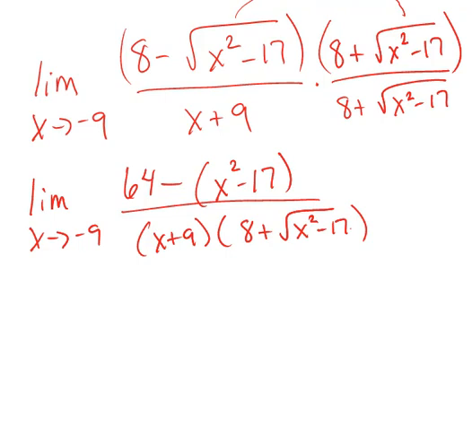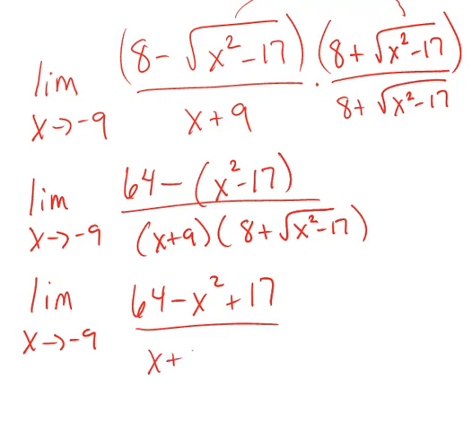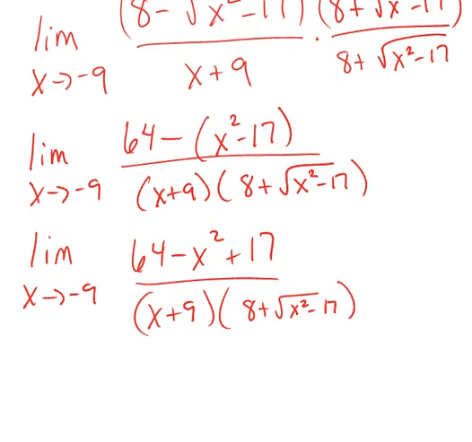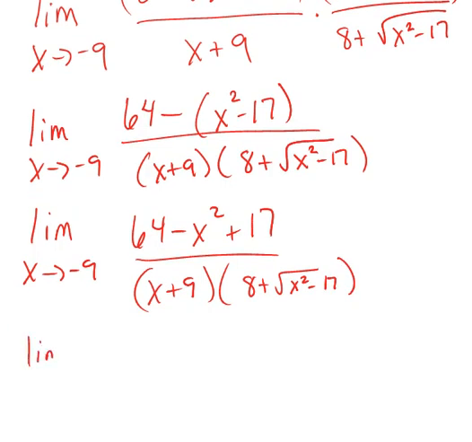Okay, all right, let's see if we can clean up the numerator a little bit. And you should start to see some good stuff happening. We'll distribute the negative through, and so we'll have 64 minus x squared plus 17. All right, well, that's cool. The 64 plus 17, of course, is 81. And so then this is going to be negative x squared plus 81.